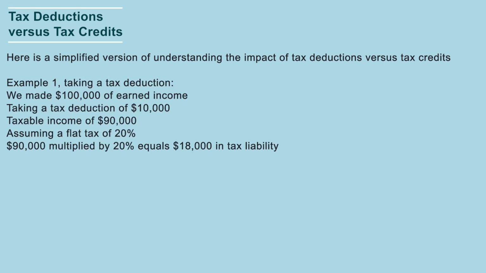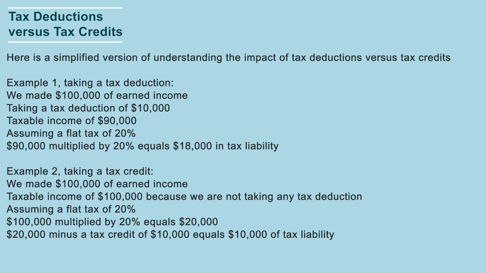Example 1. Taking a tax deduction. We made $100,000 of earned income. Taking a tax deduction of $10,000, taxable income is $90,000. Assuming a flat tax of 20%, $90,000 multiplied by 20% equals $18,000 in tax liability.